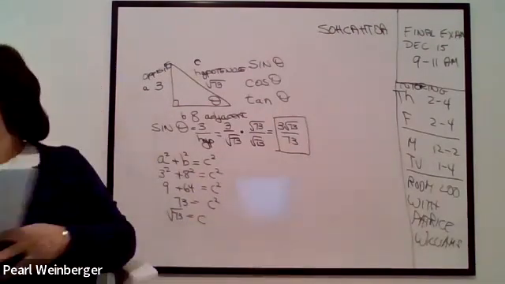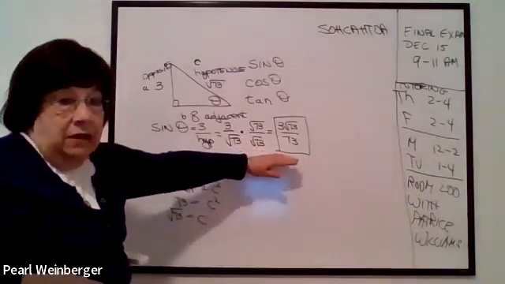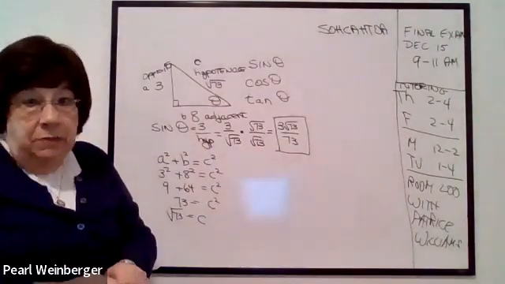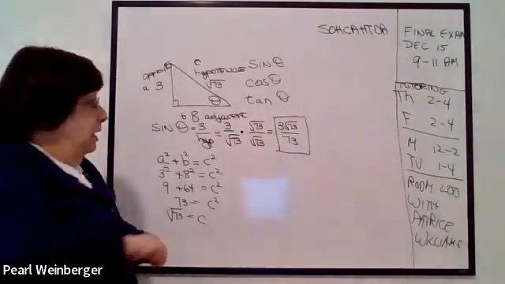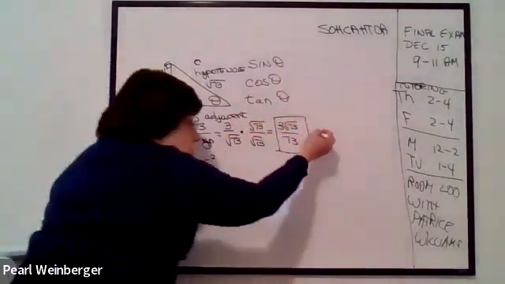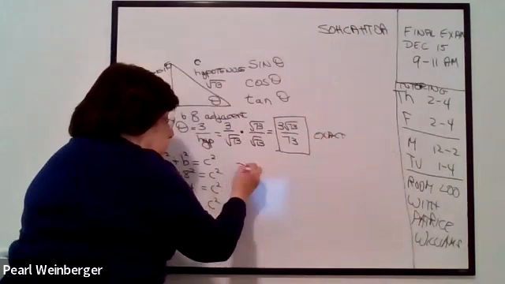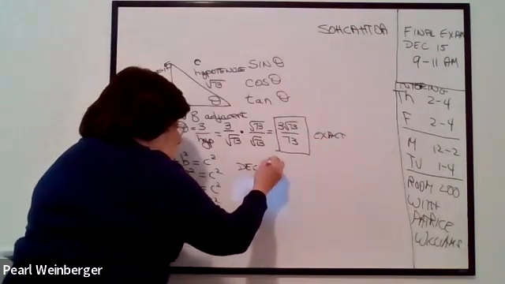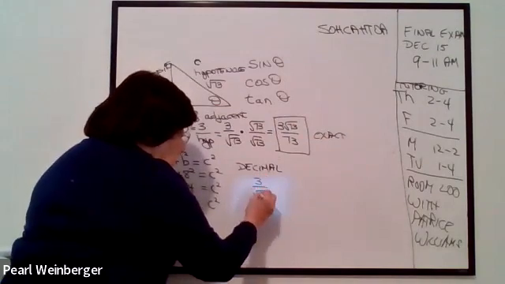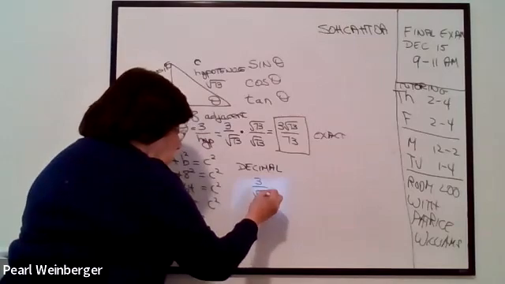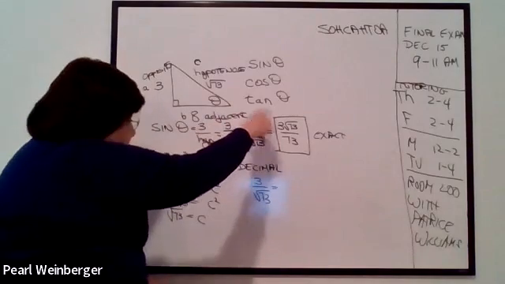By the way, this is the answer as an exact number. Sometimes they ask us to give the answer as a decimal. If they had asked for the answer as a decimal, I could only do that by using my calculator. How would I do that? I wouldn't even have to simplify it.